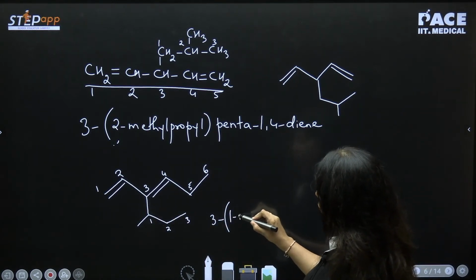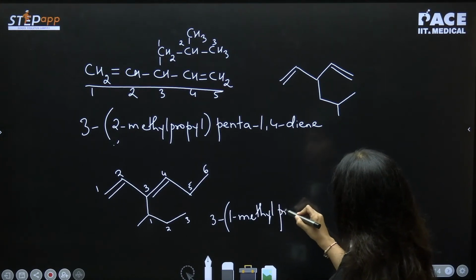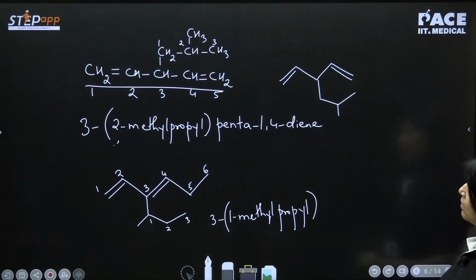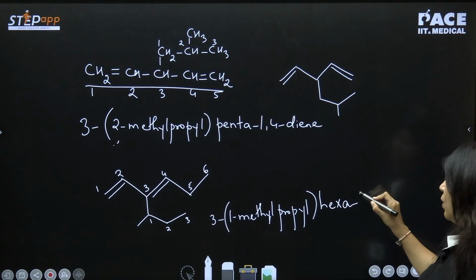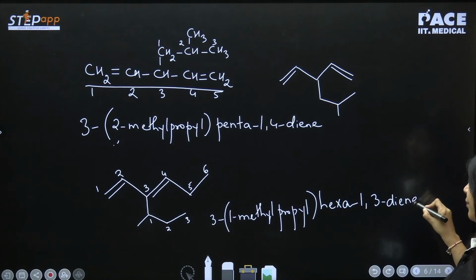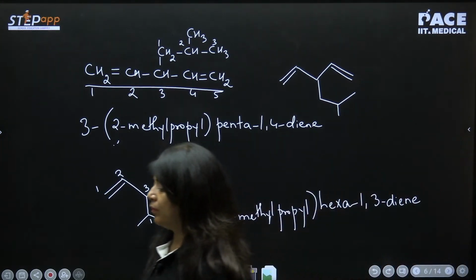So it is 1-methyl propyl. 6 carbon atoms in the parent chain. So it is hexa-1,3-diene. Hexa-1,3-diene.